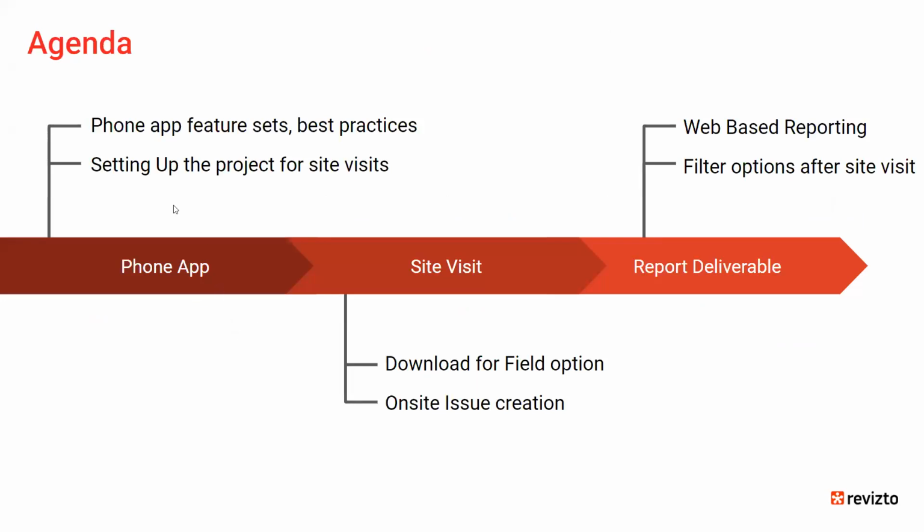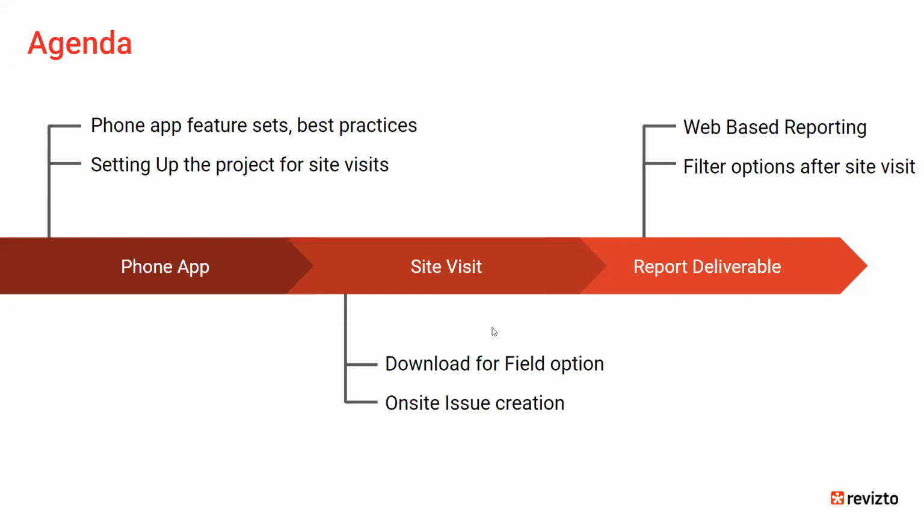So as for an agenda, we are going to talk about the phone app. We're going to take a little bit of a detour. I think it's worth noting some of the setup steps that I would recommend prior to bringing the project out on site. So we'll look at some setup steps in the desktop app. We'll jump into the phone app. We'll talk about some of the feature sets, some best practices. And then we'll talk further on the phone app on just getting ready for the site visit.